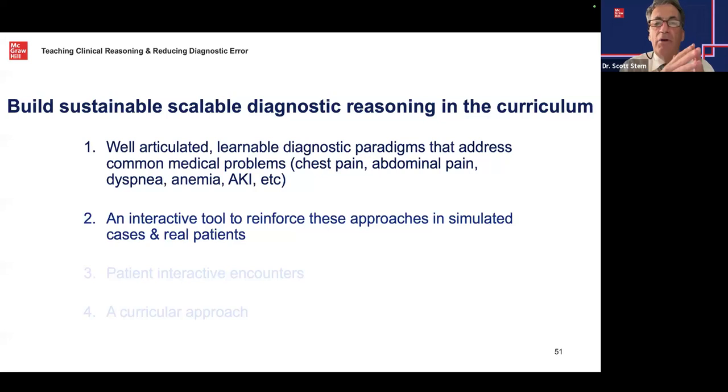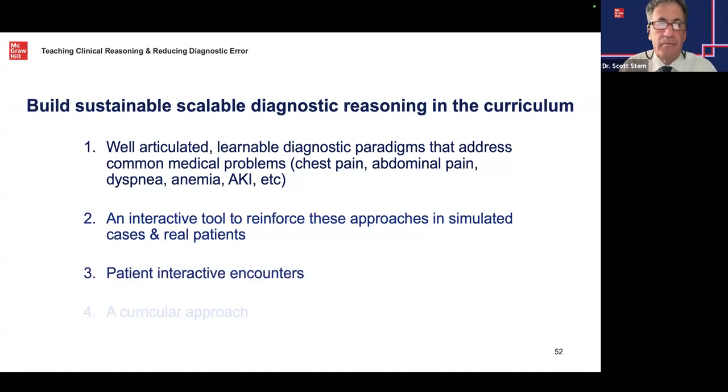So I would argue, in addition to having these learnable diagnostic paradigms that address these problems, we have to have interactive tools that support them. I'm not going to talk too much about our tools during this webinar, but we are developing tools that can help students, whether they're seeing simulated patients or real patients, to reinforce these processes and to inculcate them, so that when they've done these several times, they know how to approach transient loss of consciousness, headache, abdominal pain, etc.